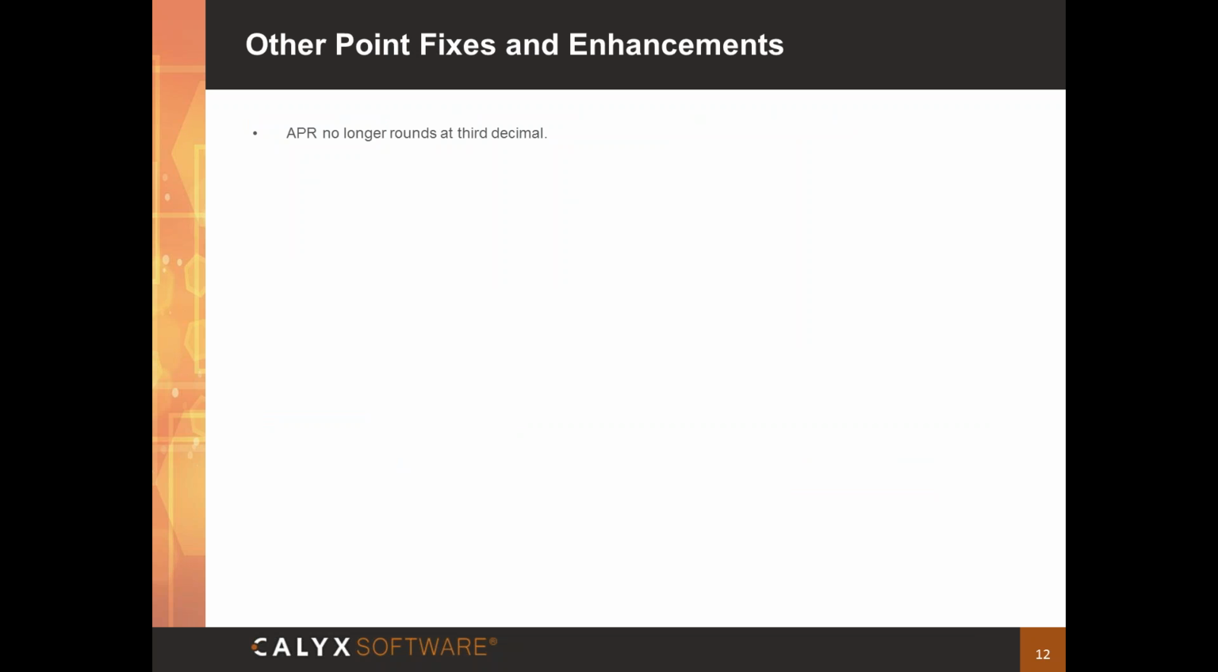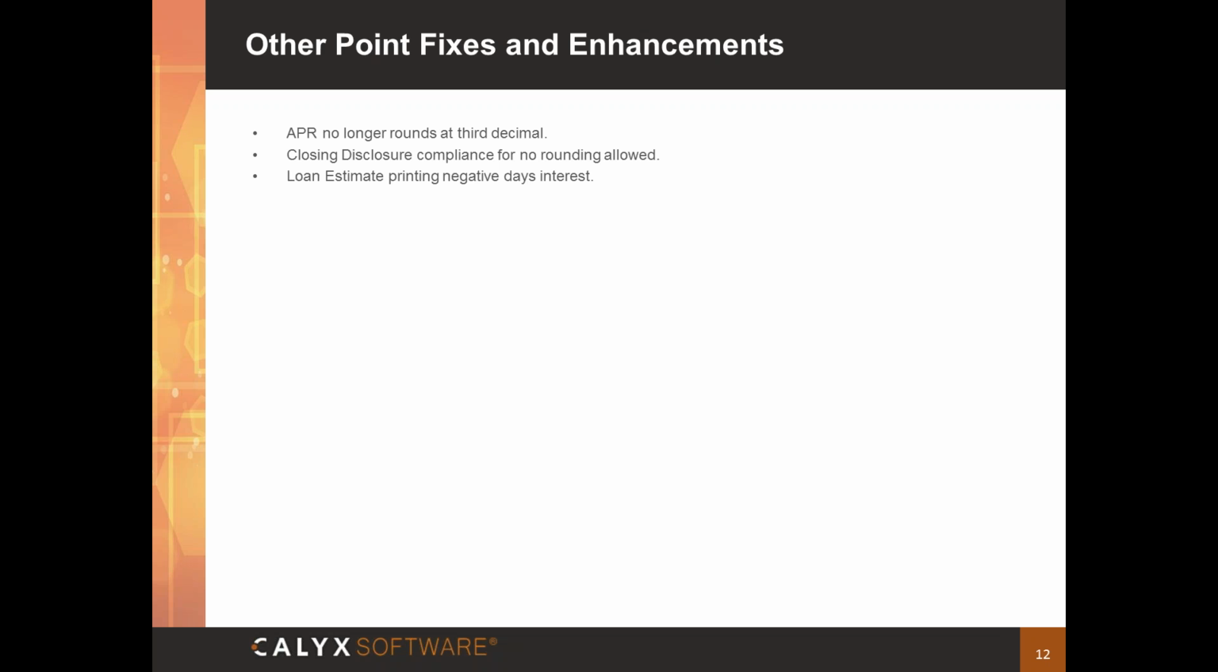Other point fixes. We have the APR has been updated. It no longer rounds to the third digit. The APR was rounding at the third decimal and has been updated to no rounding. The CFP rounding rule for closing disclosure is no rounding. Closing disclosure compliance for no rounding allowed. So the APR was updated so that it matches.